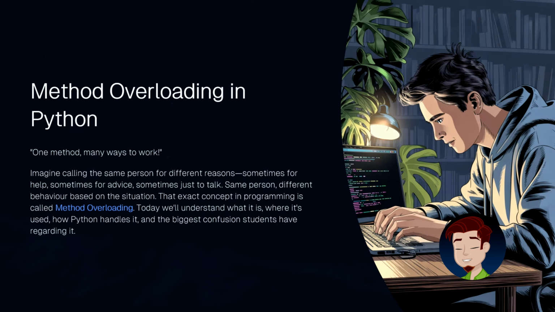Imagine calling the same person for different reasons. Sometimes for help, sometimes for advice, and sometimes just to talk casually. Same person, but different behavior depending on the situation. That exact idea in programming is called method overloading.